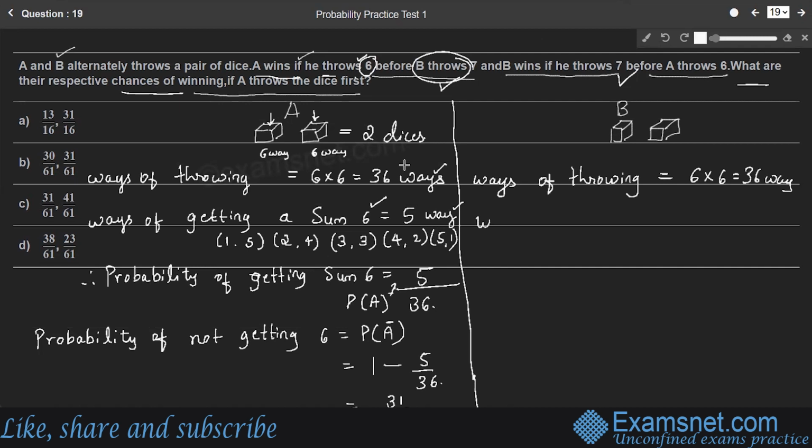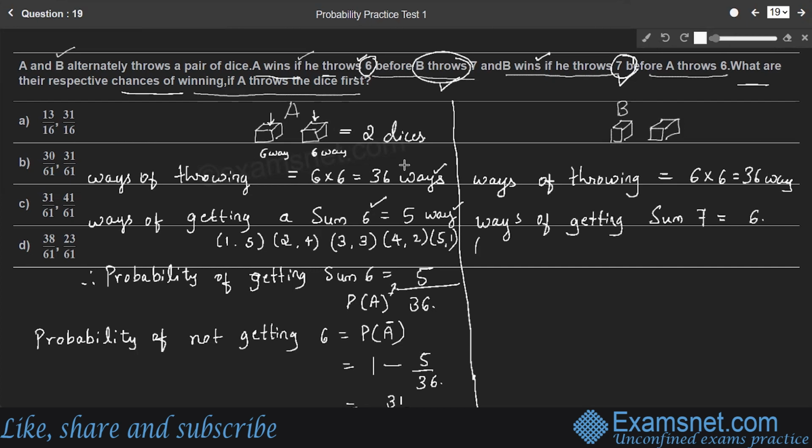So in that, ways of getting some 7. Here B wins if he throws 7, right? Before A throws 6. So ways of getting sum 7 is equal to, right? In how many ways we can get sum 7? In 6 different ways, right?